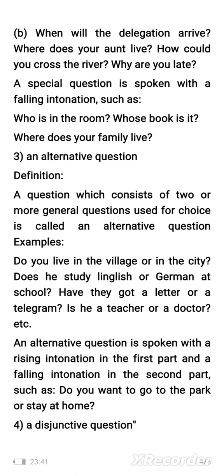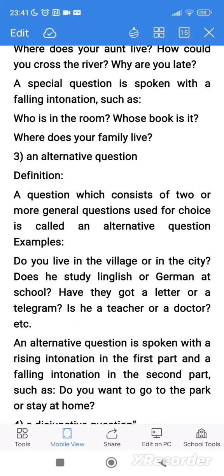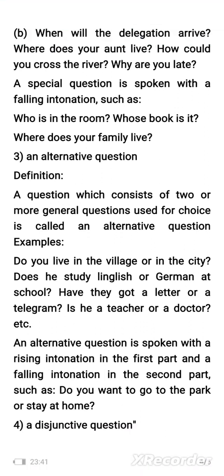And alternative questions. A question which consists of two or more general questions used for choice is called an alternative question. For example, do you live in the village or in the city? Does he study English or German at school? Have they got a letter or a telegram? Is he a teacher or a doctor? An alternative question is spoken with a rising intonation in the first part and a falling intonation in the second part. For example, do you want to go to the park or stay at home?